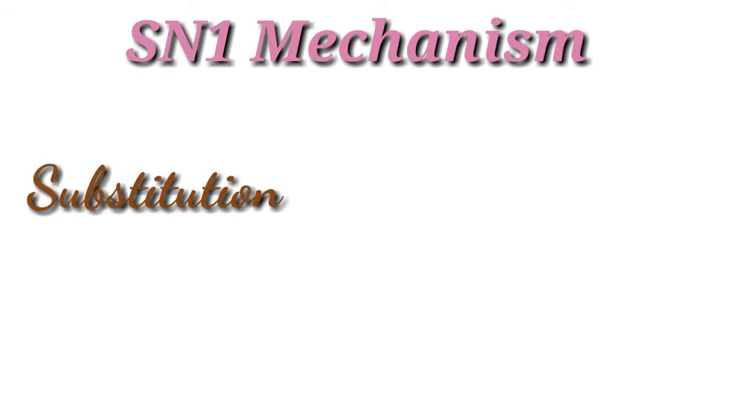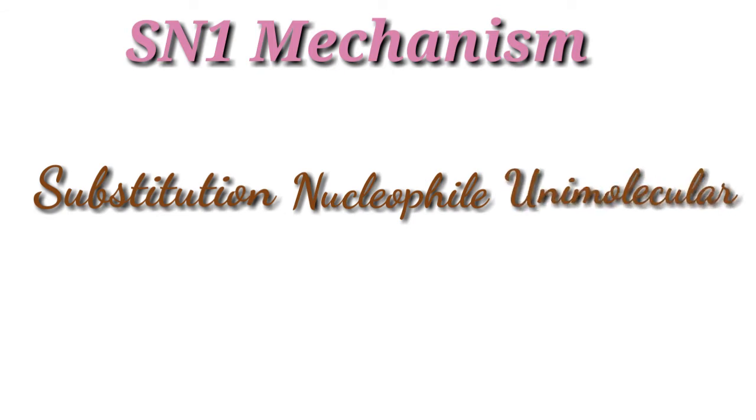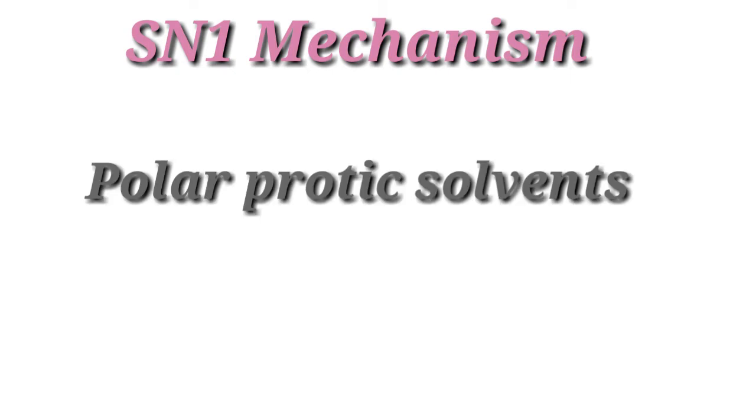In the SN1 mechanism, S stands for substitution, N stands for nucleophilic and 1 stands for unimolecular. So substitution, nucleophilic, unimolecular. SN1 reactions are carried out in polar protic solvents. That is, the solvents which are polar and should generate H+ ions, that is protons. For example, water, alcohol, acetic acid, etc.